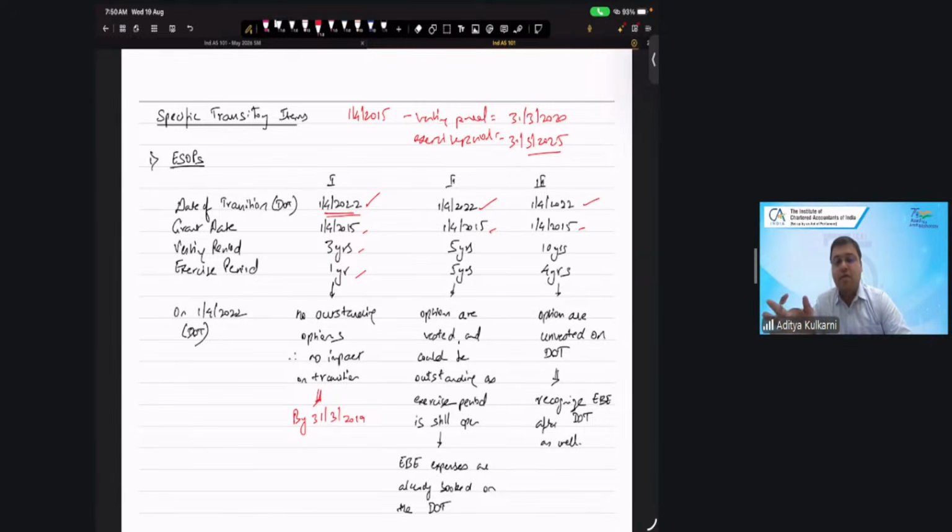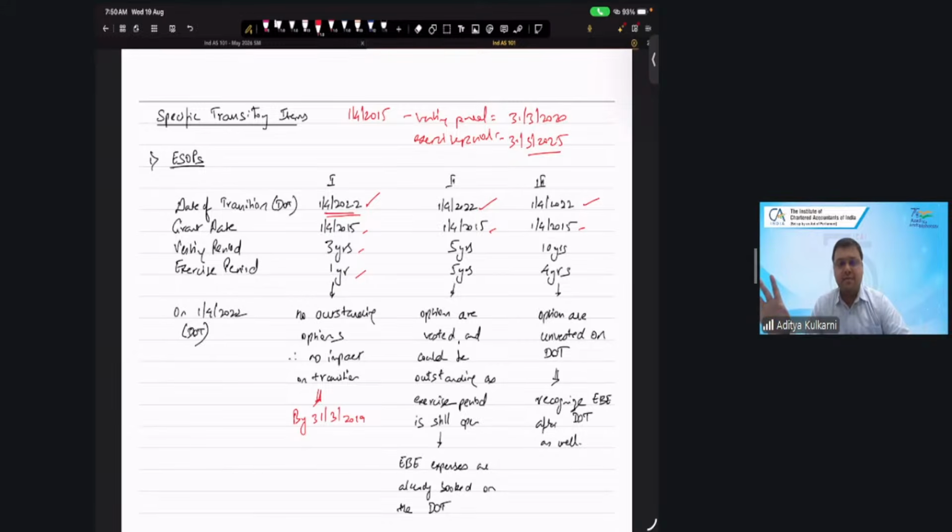In the vesting period, what are the journal entries that you pass? There is only one journal entry that you pass. Employee benefit expense account debit to SBP reserve. And if it was your guidance note, you would typically pass the entry employee benefit expense to stock options outstanding account. Yes or no? But apart from this, anything else you would pass? This is the only entry.